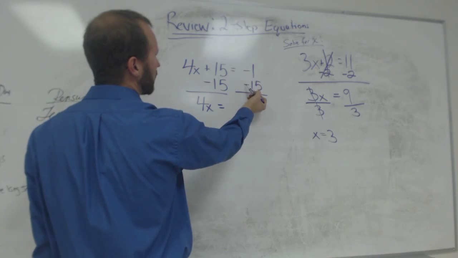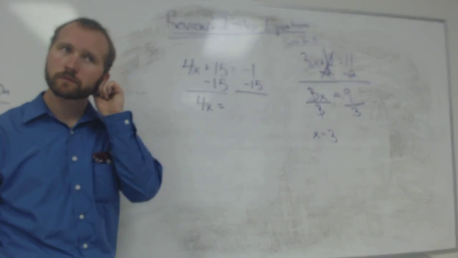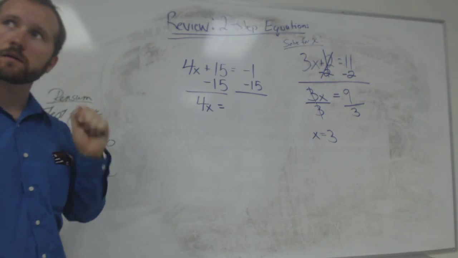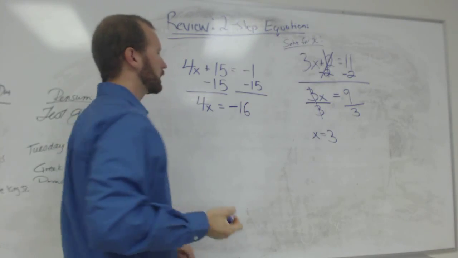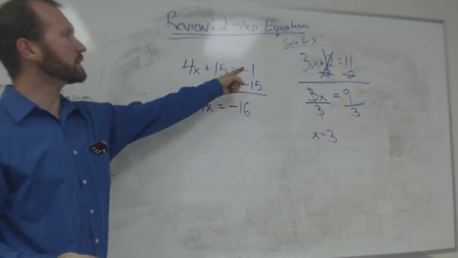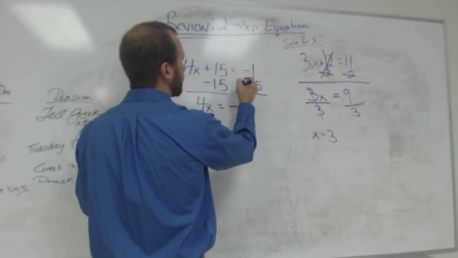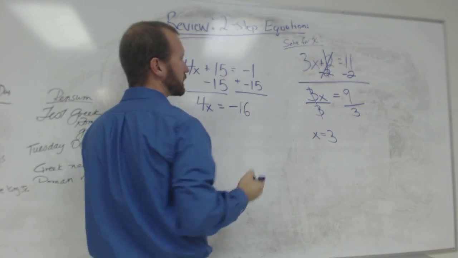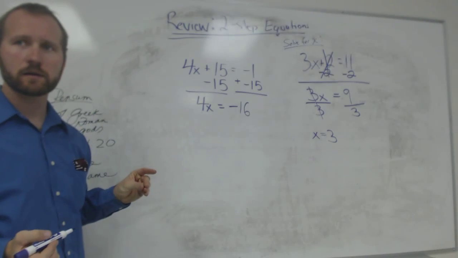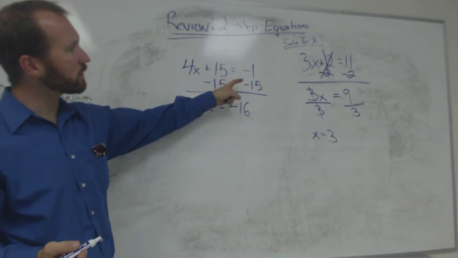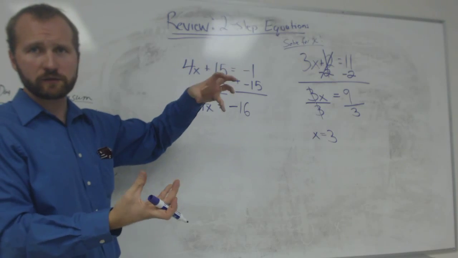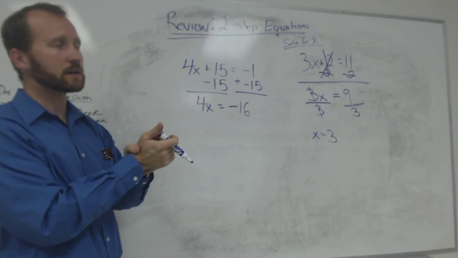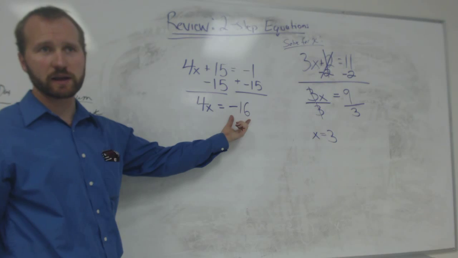What is negative 1 minus 15? That is either positive 14 or negative 14, or negative 16. This is the same thing as negative 1 plus negative 15. Right? Negative 1 minus 15 is negative 1 plus negative 15. Two negative numbers combining together are going to give me a larger negative number.